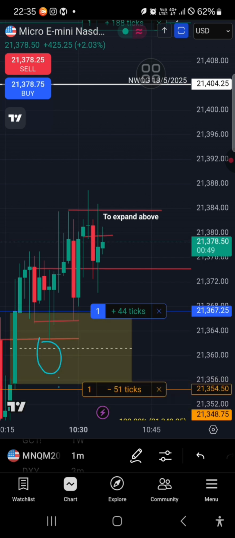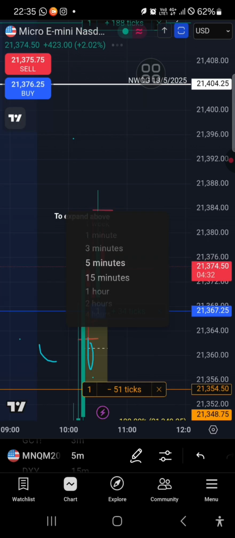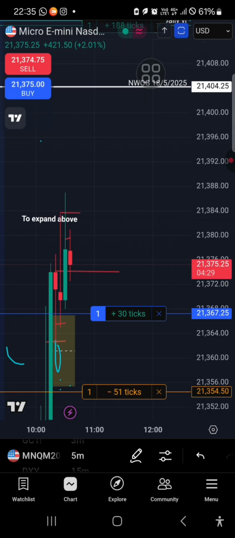Okay, so this is high resistance. Look how price is behaving. High resistance, I will look at the 5-minute chart. And so far, still looking good. We traded to the 5-minute down close candle. Still okay.